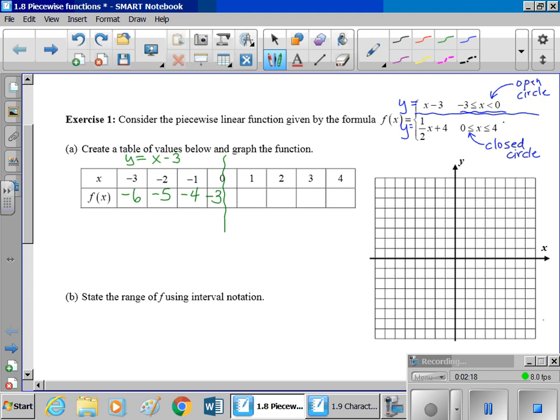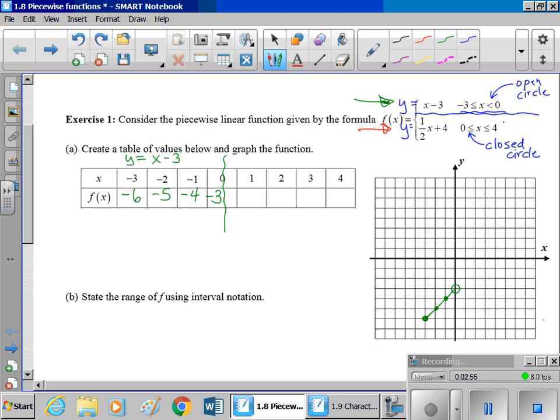So what that means is our points in green go from negative 3, negative 6, to negative 2, negative 5, and when we get to 0, we're going to have an open circle. So that is what the green portion of our graph, our function, is going to look like. Now let's look at the second half. We'll do that one in red. So we're looking at this part right here now.